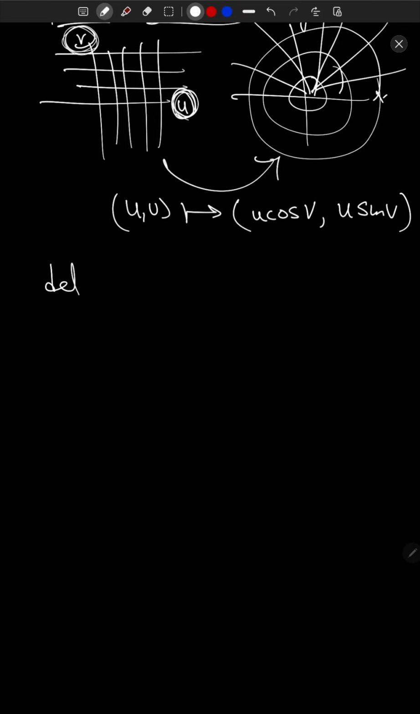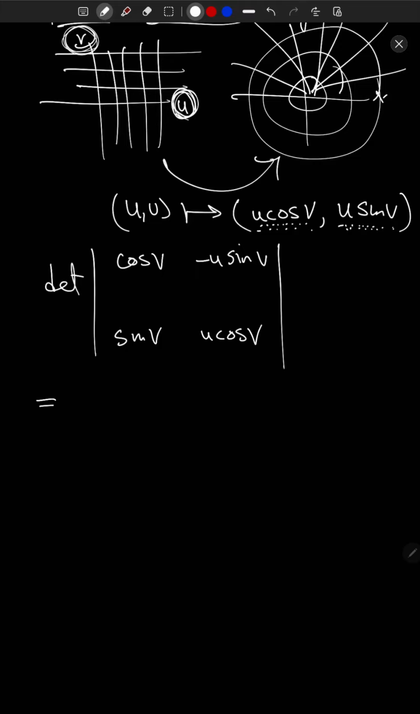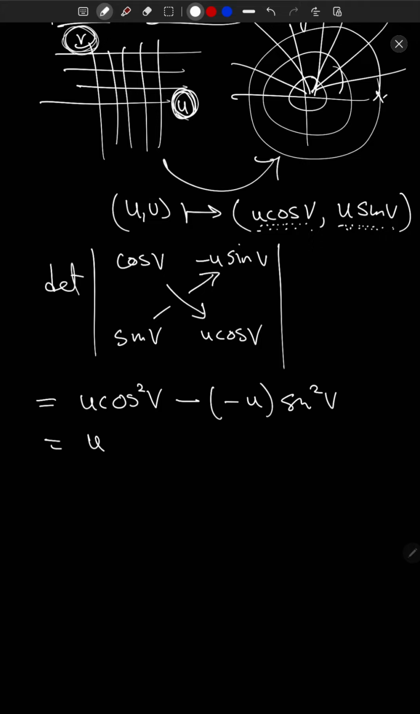So what's the correction factor in this situation? It's going to be the determinant of the derivative of the x term with respect to u, so cos v, the derivative of the y term with respect to u, that's sin v, the derivative of the x term with respect to v, minus u sin v, and then the derivative of the y term with respect to v, so it's going to be u cos v. That's going to be that minus that, right? So it's going to be u cos squared v minus u times negative sin squared v, so that's just going to be u.